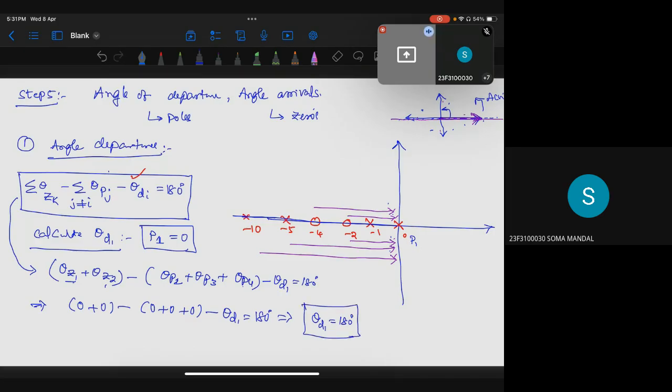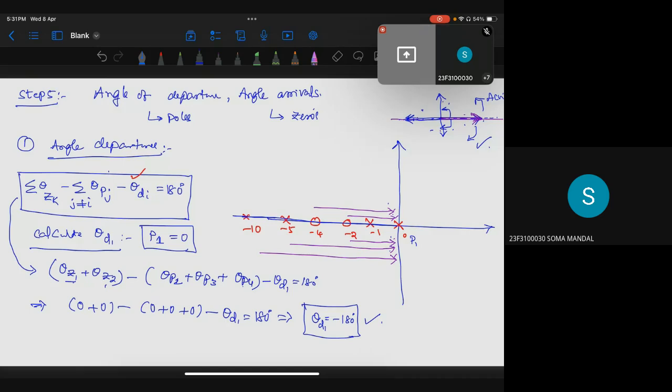What do you mean by 180 degrees here? Can anyone tell me? Sir, theta d1 will be minus 180 degrees, no? Yes, correct, thank you. So minus 180 degrees. As I said, anti-clockwise is positive. If you go in this direction, the angles will be counted as negative, correct? So this will be minus 90, and this will be minus 180. Minus 180 and plus 180 are both the same. Now here this is minus 180.